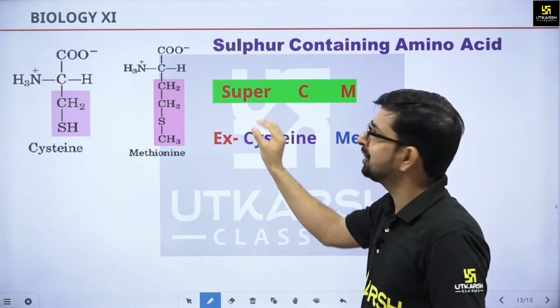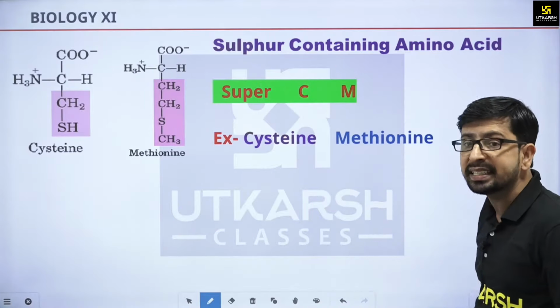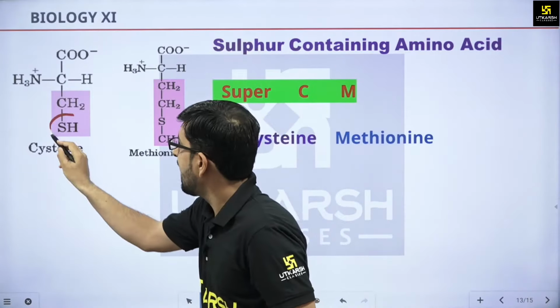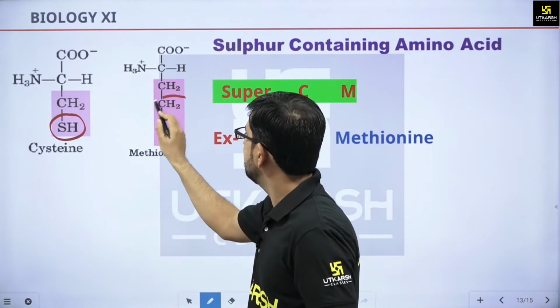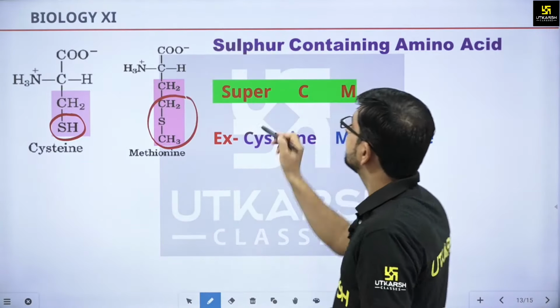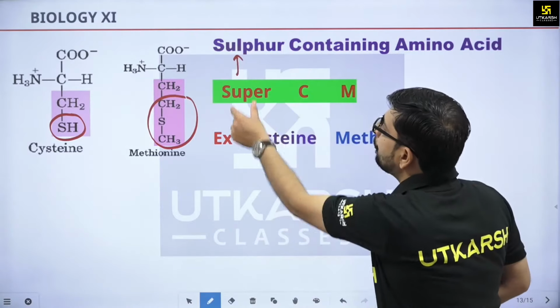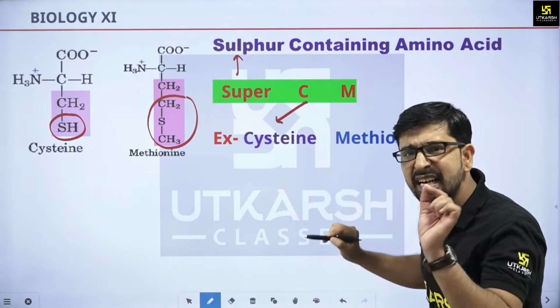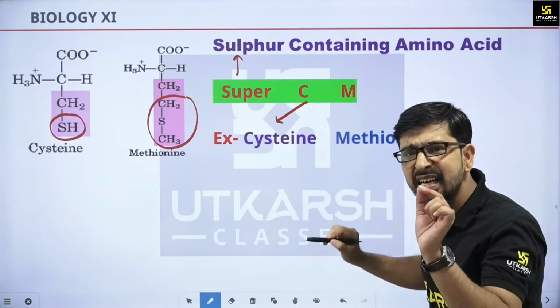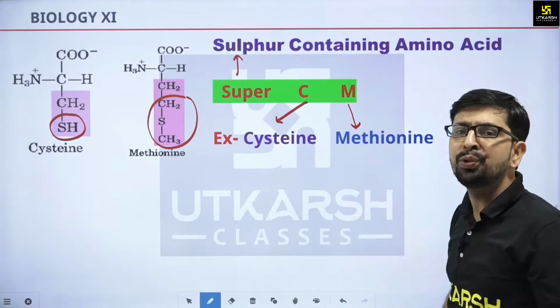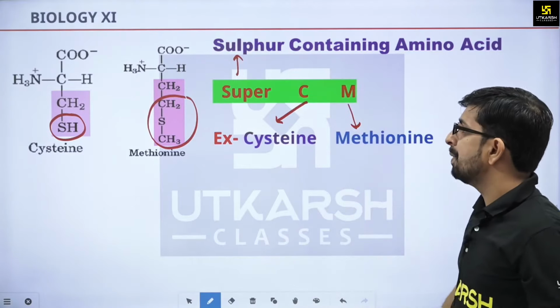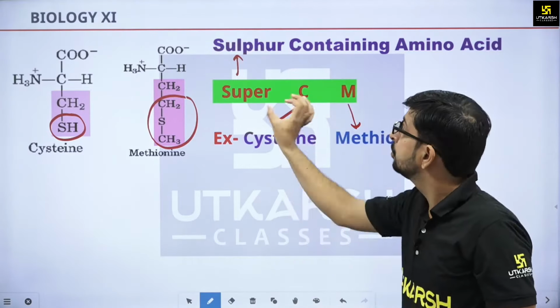Now, important question, sulfur containing amino acids. Look at SH in cysteine, CH2SCH3 in methionine. The simple trick: super CM. Super means sulfur, C single in the magic 20: C cysteine, M methionine. कोई डाउट नहीं होगा बच्चों, एक ही C होता है, एक ही M होता है. C cysteine को represent करेगा, M methionine को represent करेगा. Sulfur containing amino acids, simple trick, super CM: sulfur, cysteine and methionine. Clear बच्चों?